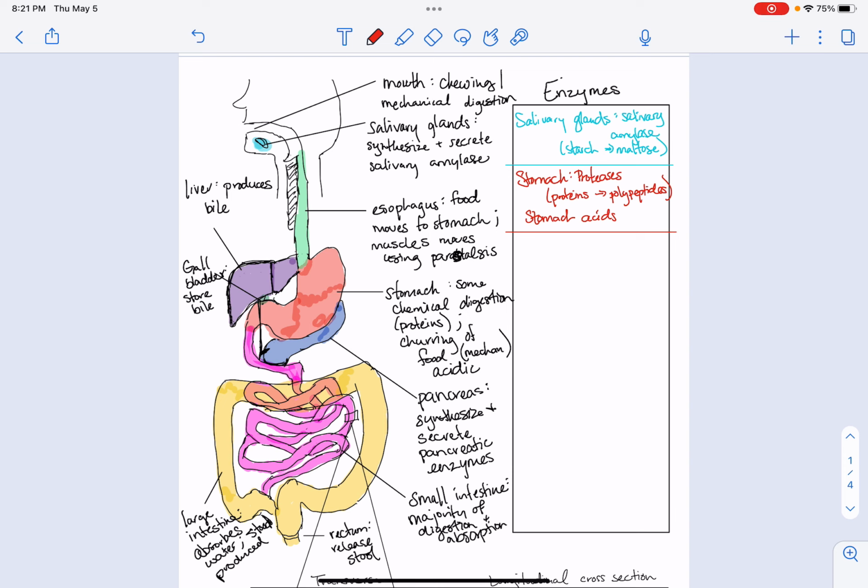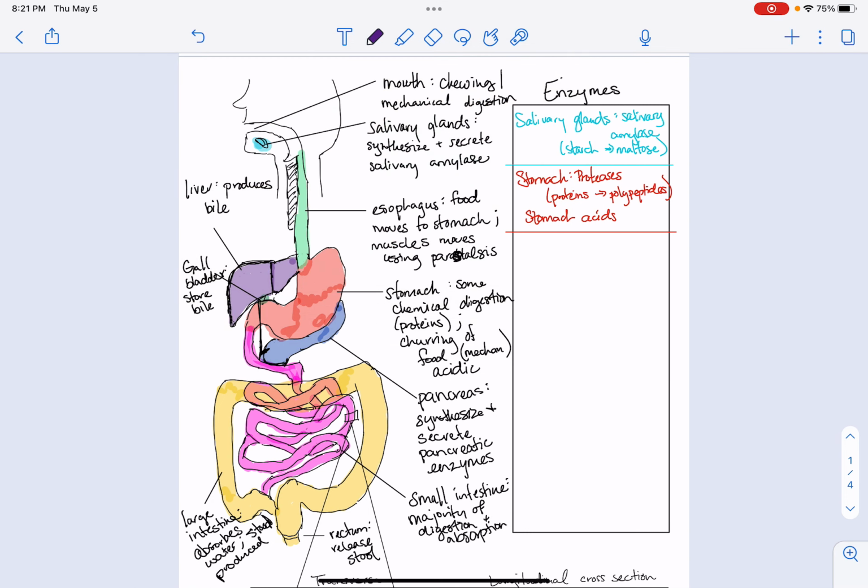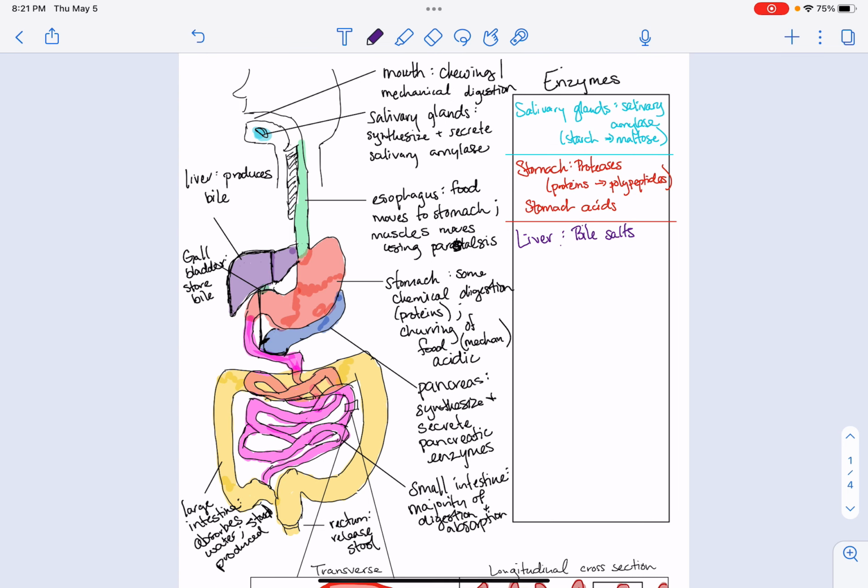The next thing, again, not really an enzyme, but still important to know, the liver is producing bile, or bile salts, you could say. Bile salts help with the emulsification of lipids.